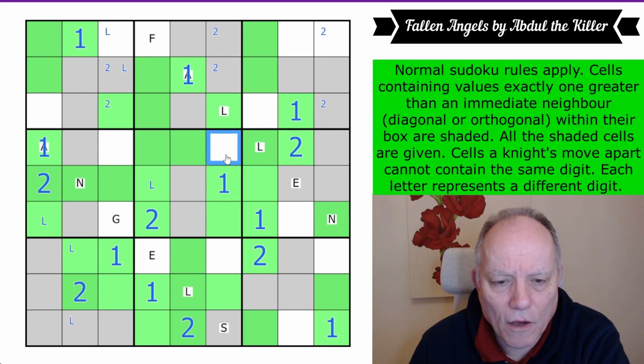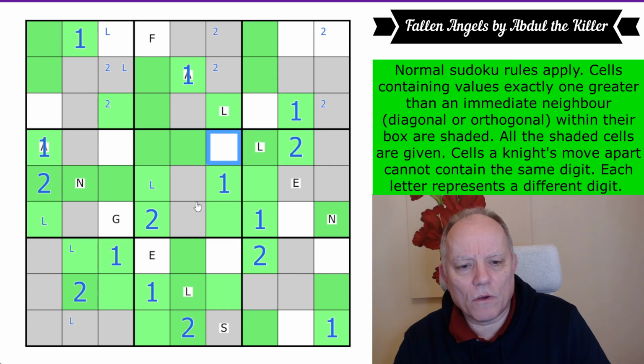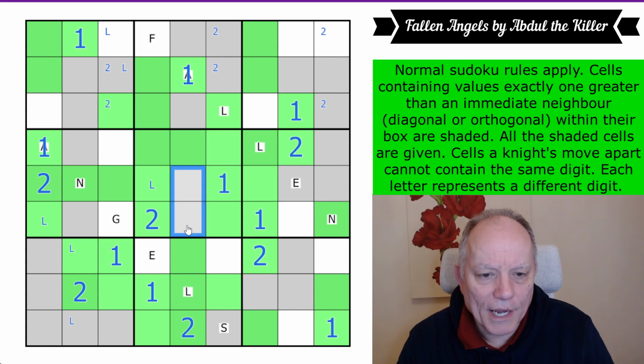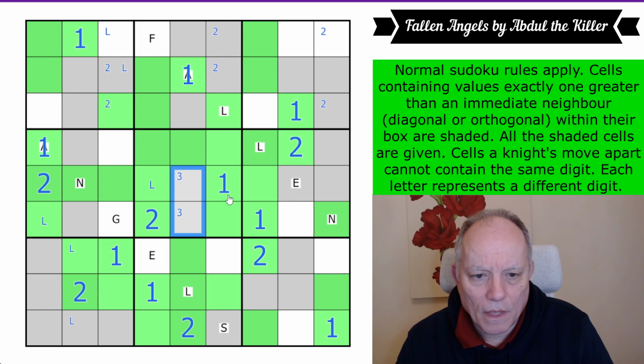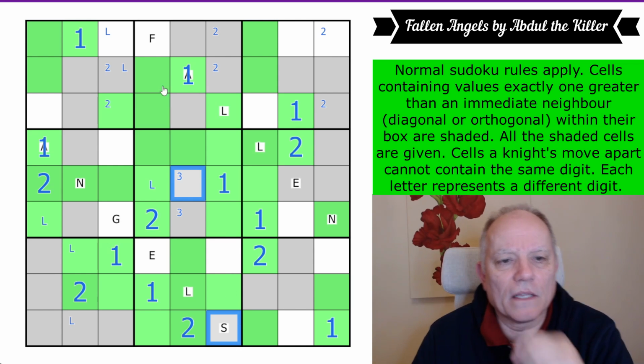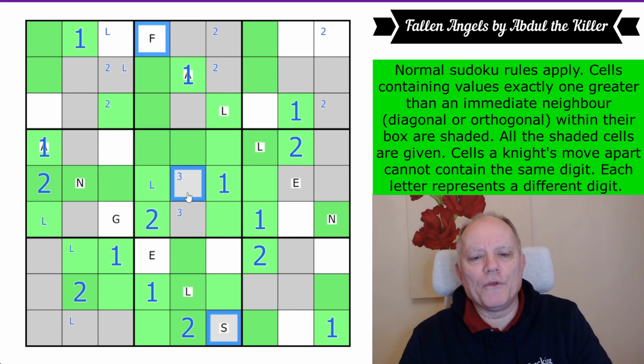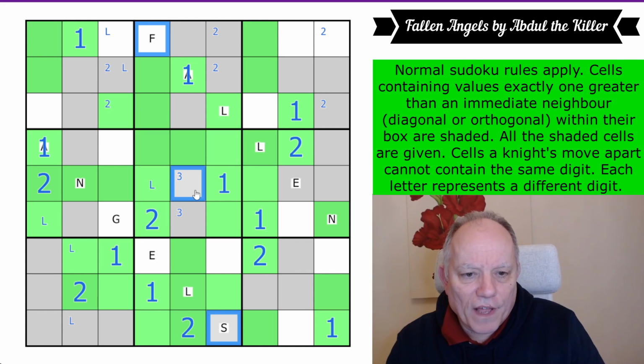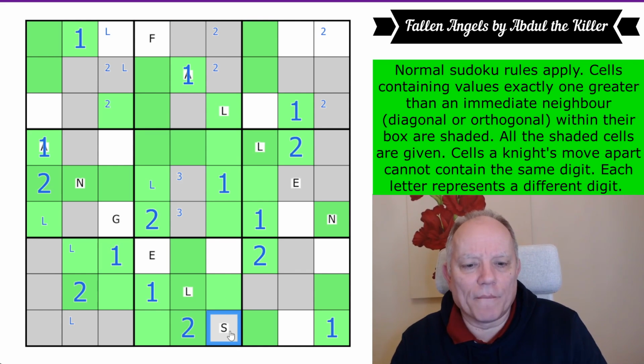This can't be a 3, because it would make E a 3 there, but that would make E a 3 there, and then we'd have a knight's move problem. So that's gone. Now 3 is definitely in one of these 2 cells in the central column. If it was there, it would see both of these and make S into 3. And then that would make F into 3. That's beautiful.